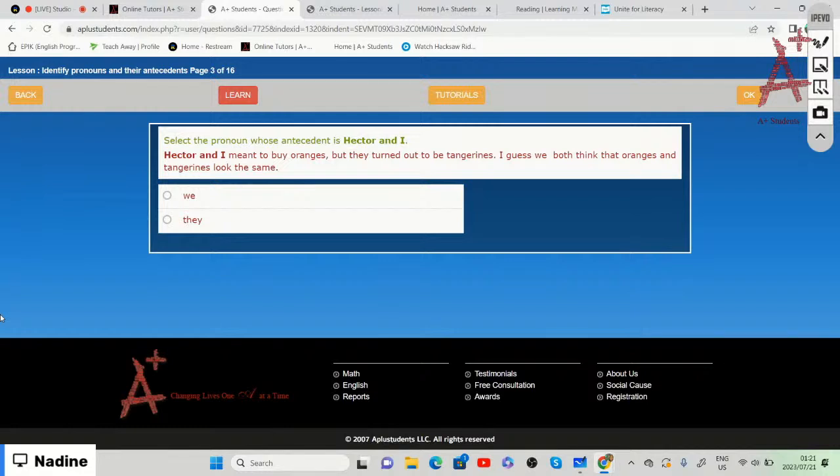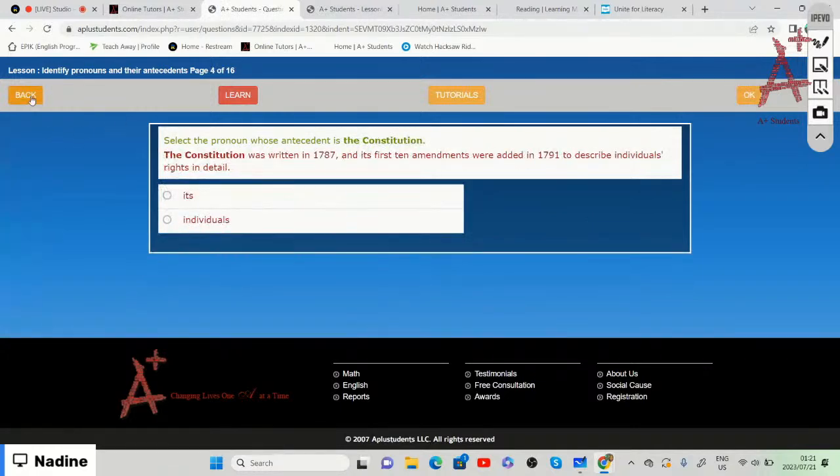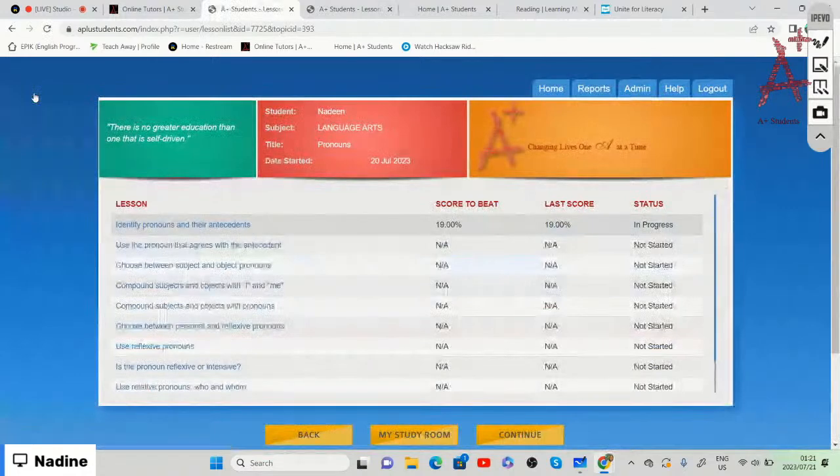So if we select the pronoun whose antecedent is Hector and I, or replaces Hector and I, then we can say it is we, right? So we refers to Hector and I. All right, so that is us identifying pronouns and their antecedents, right? And we see that the pronoun takes the place of either the noun or the noun phrase.